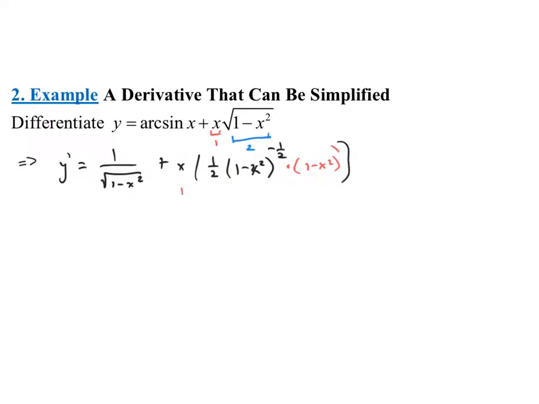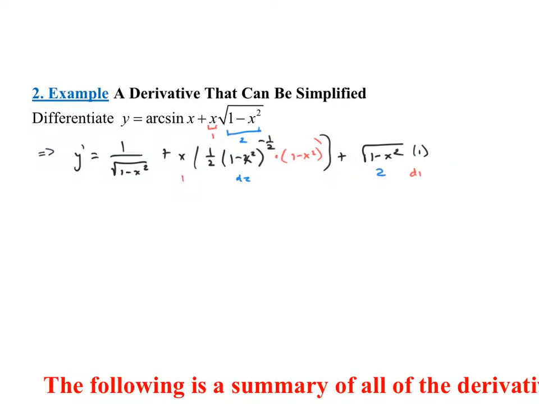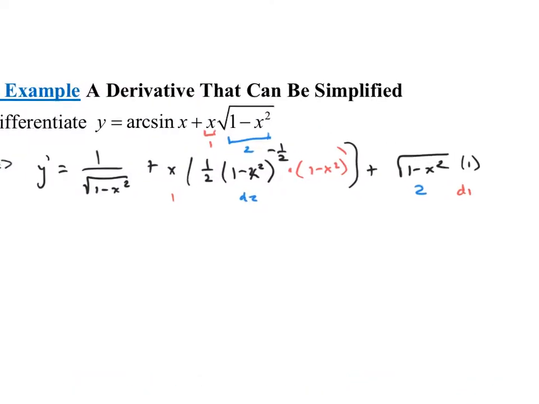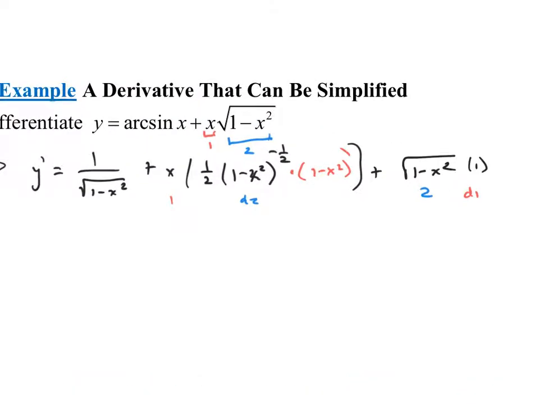We've done 1 d2. Now we need plus 2. 2 was square root of 1 minus x squared. That's the second function. Now we need d1. Well, the derivative of x is just a 1, okay? All right. We got a lot of simplifying here to do. Let's be careful. The derivative of 1 minus x squared is a negative 2x. And then I see that the 2's are going to simplify.